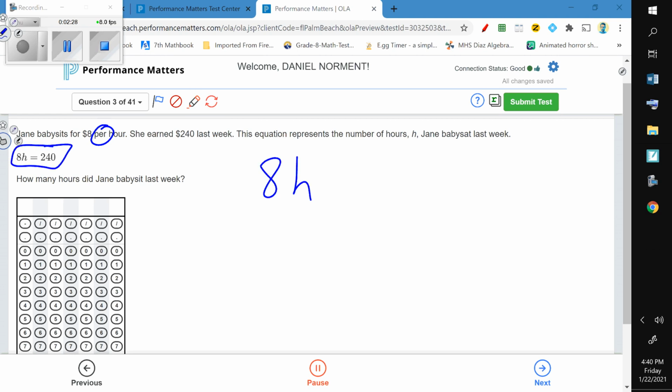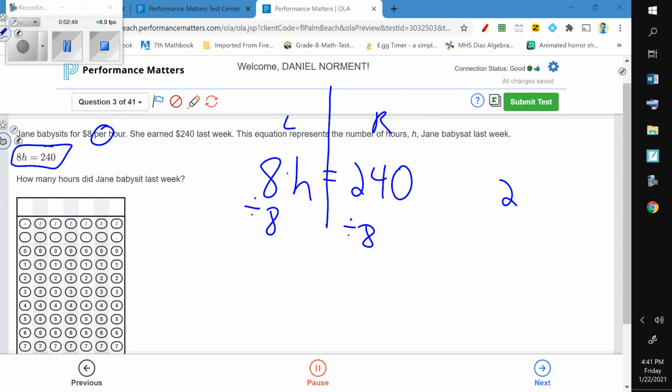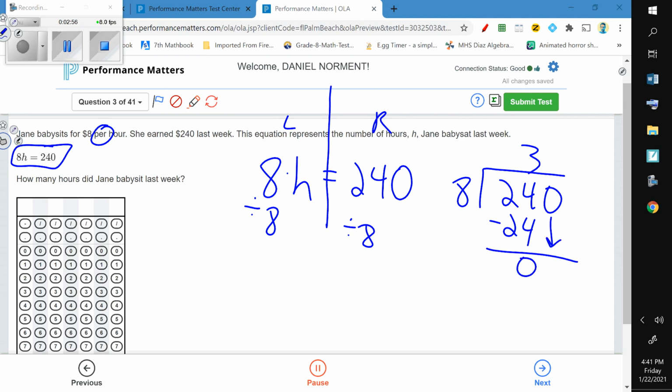This is a one-step equation. What's the goal? To get the variable by itself. What side is the variable on? It's on the left side. How do we get the variable by itself? Do the opposite of what we see to both sides. So what do I see when I see 8h? That's h times 8. What's the opposite of times 8? It's dividing by 8. So all I have to do is take 240 divided by 8. And when I do that, I get 30 as my answer.